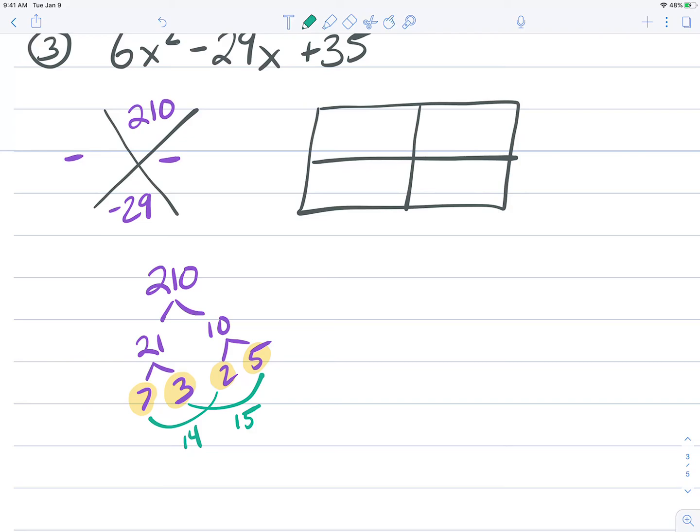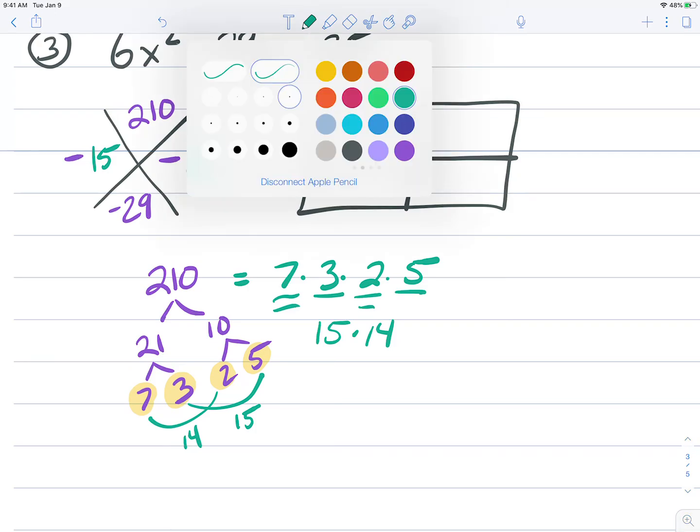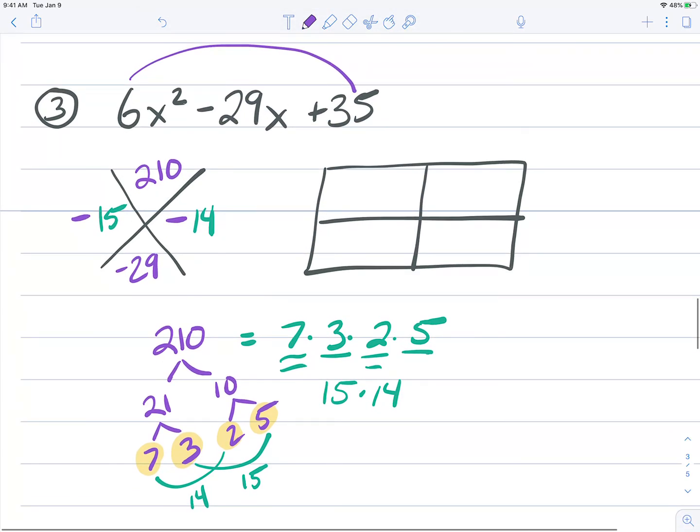Yes. So if you put together pieces, because I know that 210 is 7 times 3 times 2 times 5, if you start just putting together pieces, you can figure out other numbers that multiply. So I put the 3 and the 5 together, which was 15, and the 7 and the 2 together, which is 14, and 15 times 14 is 210, and negative 15 and negative 14 add to negative 29. So prime factorization, very handy, very useful. Okay, back to my box.